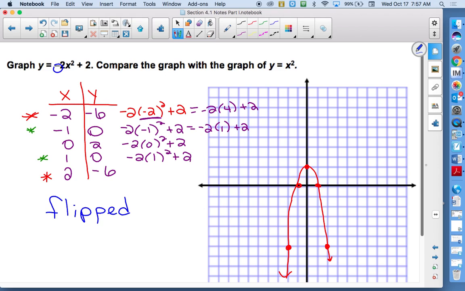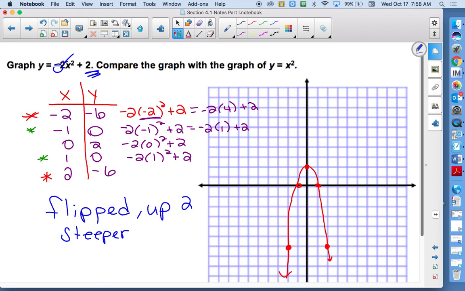Mackenzie, how about another difference? The vertex up 2. Right. So it shifted up 2, and that's that +2 in the back. So the vertex shifted up 2. And then there's one other thing that's different with this graph. Yeah, it's steeper, and that's the 2 that's in front of the x squared. So you could say it's steeper, it's longer, it's more narrow, it's skinnier, any of those words.